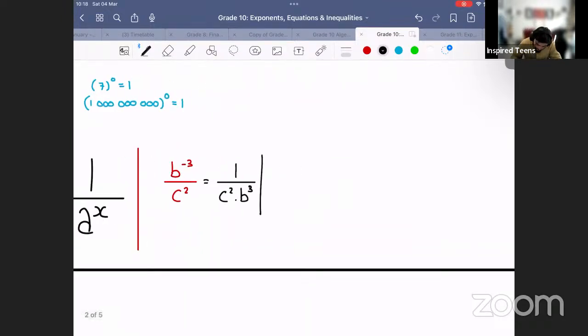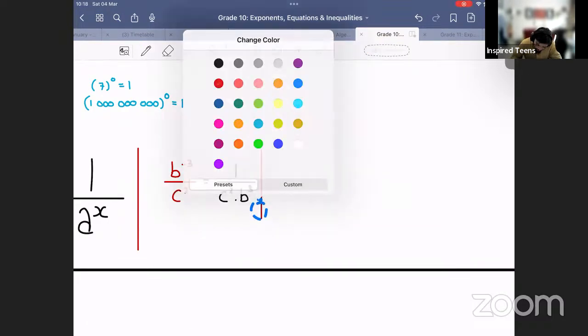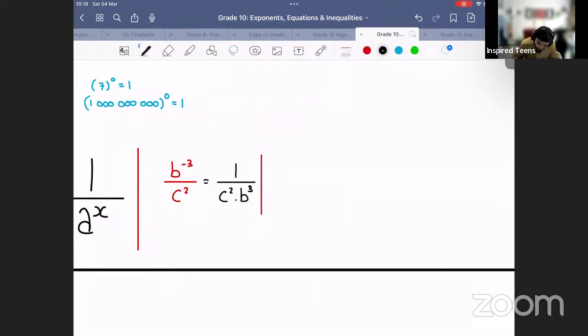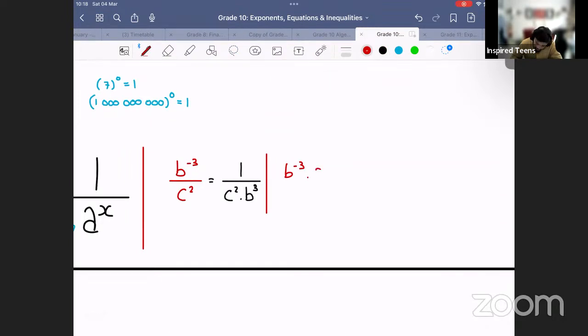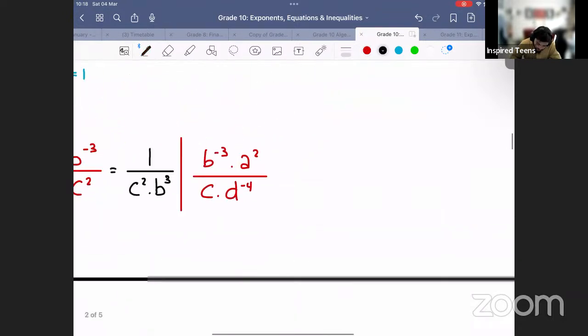If we have a more complicated example, let's add more to it. If I have b to the negative 3 times a squared divided by c times d to the negative 4, and I want to write this with only positive exponents, I just have to take them to the numerator or denominator, depending on whether they're negative or positive. The positive ones I leave where they are. There are two ways of writing this. The first is all positive exponents.